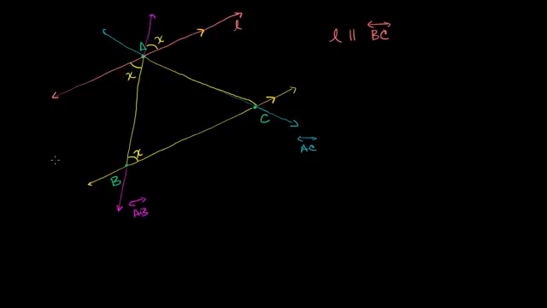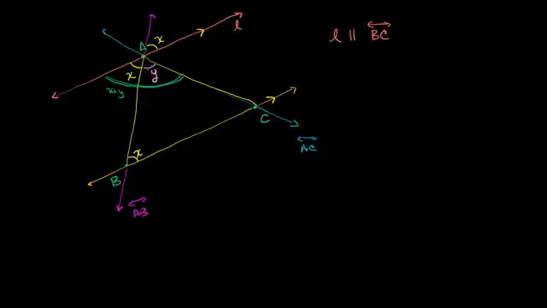Fair enough. Now let's think about another angle in the triangle. Let's say that the measure of this angle right over here is going to be y. So if this angle is y, what is this entire angle going to be? Well, it's going to be x plus y. This entire angle is x plus y. And I'm talking about this whole thing. This whole thing is going to be x plus y because x and y are adjacent right there.